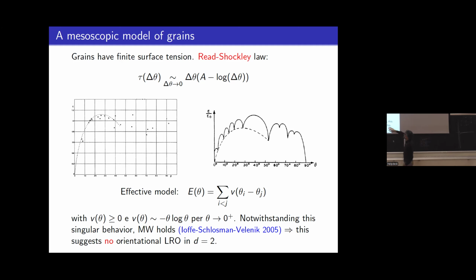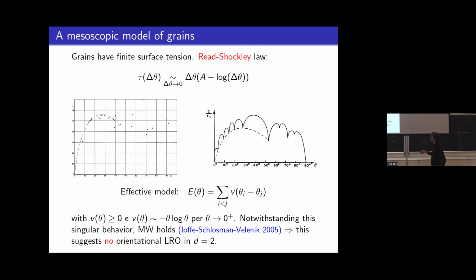So if you use, to describe the system of grains, an effective model that is like a rotator model with interaction given by that kind of behavior, then the validity of the Mermin-Wagner theorem seems to suggest that you have no orientational order. So this seems a heuristic argument pointing towards the opposite prediction.